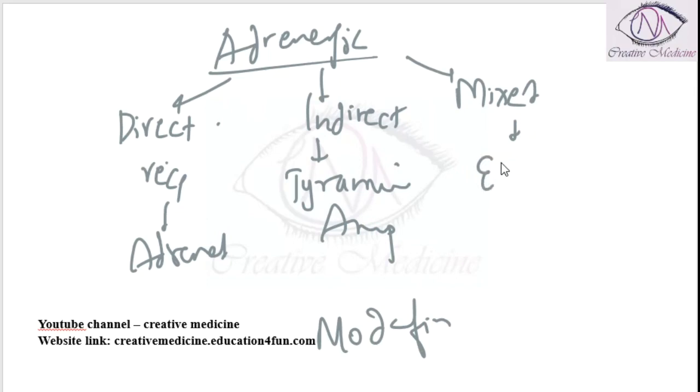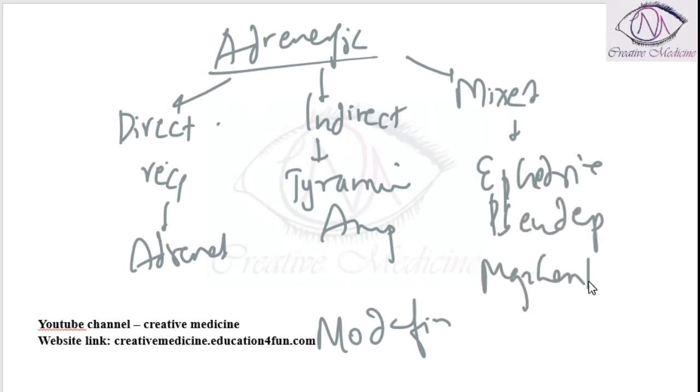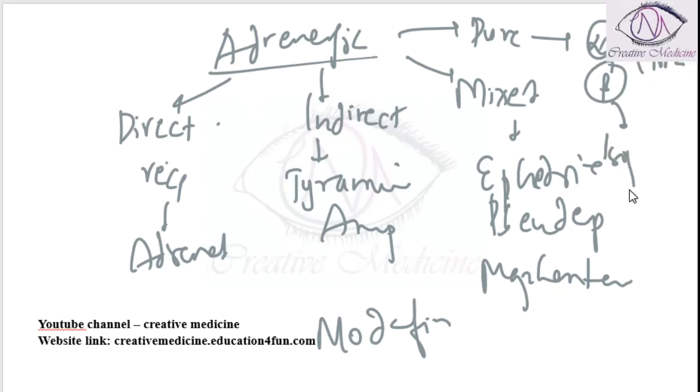And these mixed adrenergic agonists include ephedrine, pseudoephedrine and mephentermine. Then we also have pure agonists, like alpha agonists and beta agonists. Pure alpha agonists are methoxamine or midodrine, whereas pure beta agonists are isoproterenol.